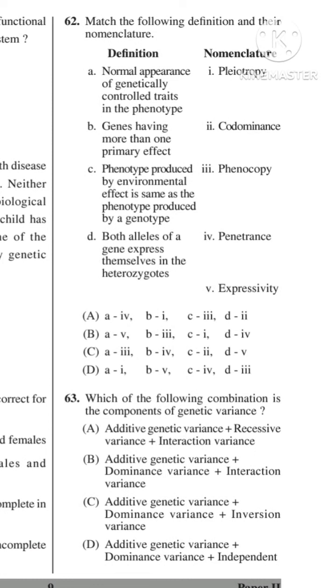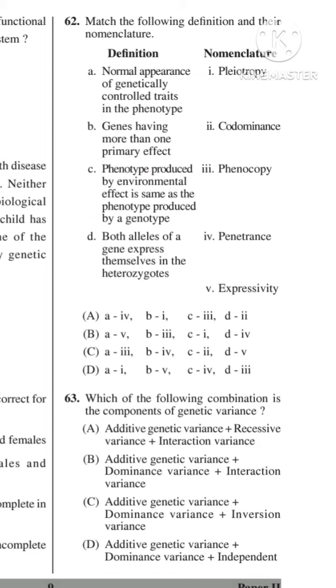Next, match the following definition and their nomenclature. See option in column A, B, C, D, they have given different definition and they are asking to match with the correct nomenclature. So normal appearance of genetically controlled trait in the phenotype. So it is a definition of expressivity. So 1 A goes to 5. So directly you can go for option B. If you know A goes to 5, you can directly answer question number 62 as A. So the remaining you can match and study later.